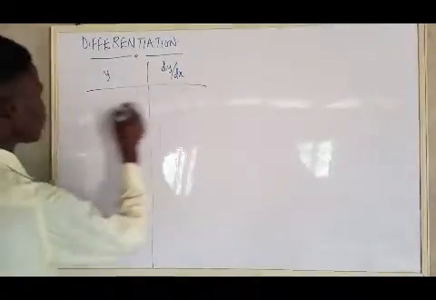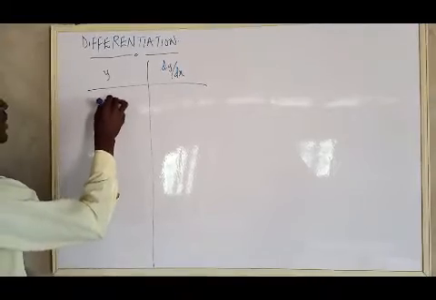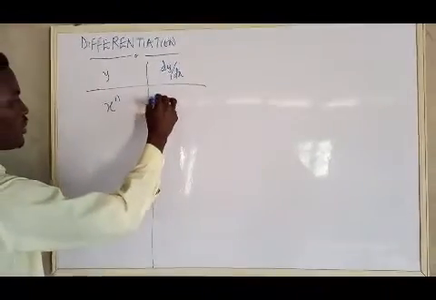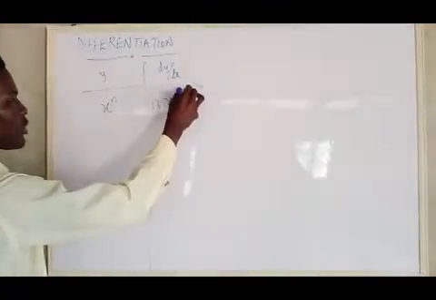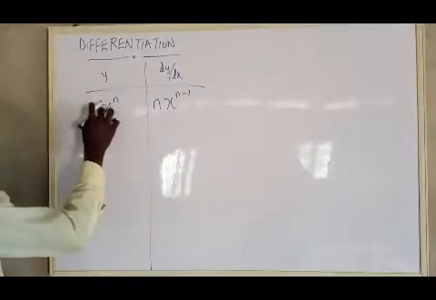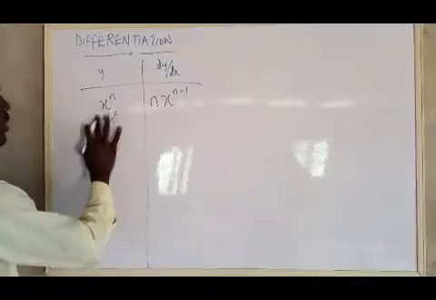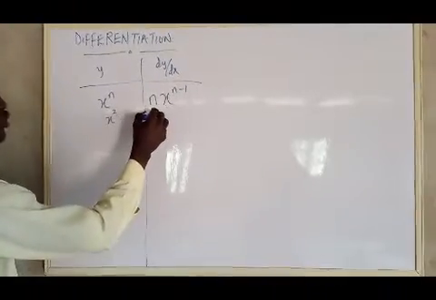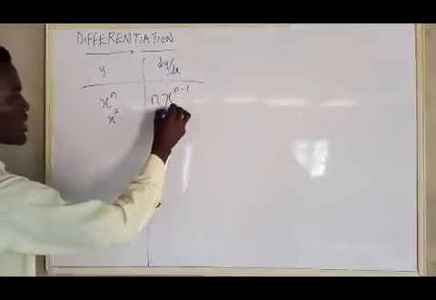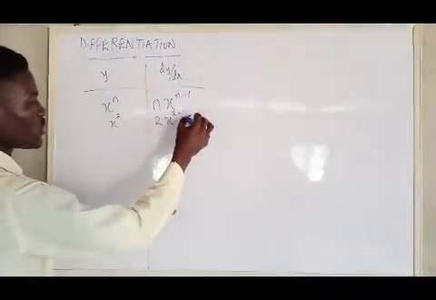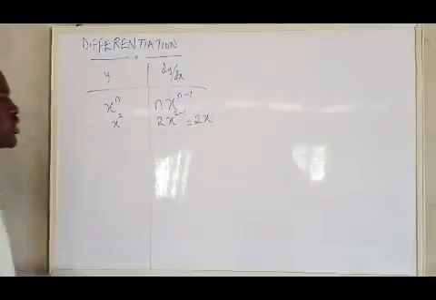The first thing you have to know under differentiation is that if you differentiate x to the power n, it will give you n x to the power n minus 1. So you multiply your n with this x and remove 1 from the power. So if you have a question like x squared, it will give you what? 2x to the power 2 minus 1, which is what? 2x. Do you get that now?